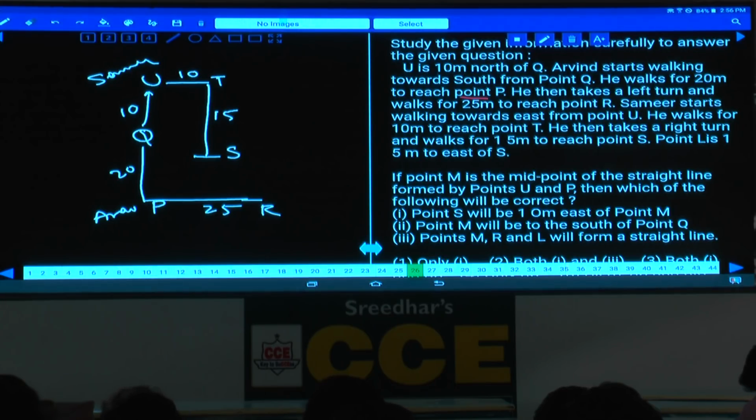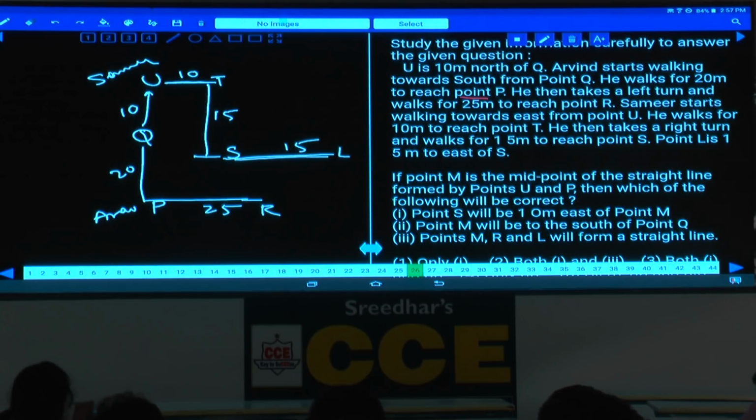L is 15 meters to the east of S. From point T he takes a right turn and walks 15 meters to reach point S. Now L is 15 meters to the east of S. Between R and P, the total distance is 10 plus 15, which is 25, and R will be here, because the horizontal distance between these two is the same.